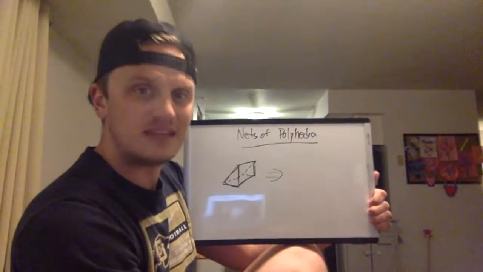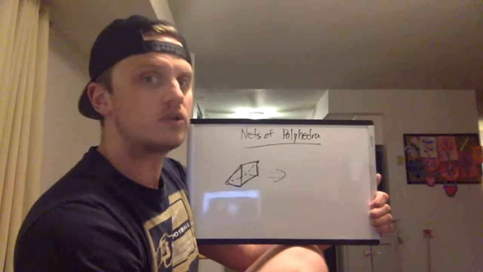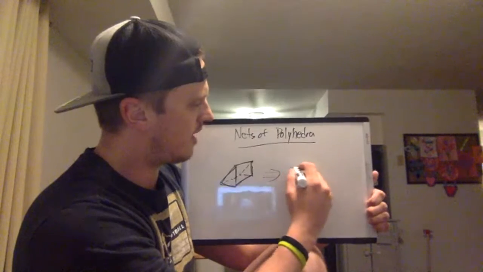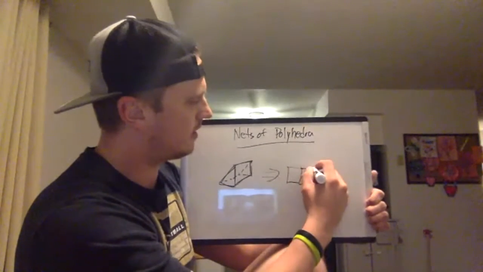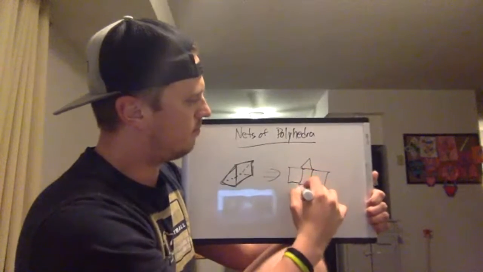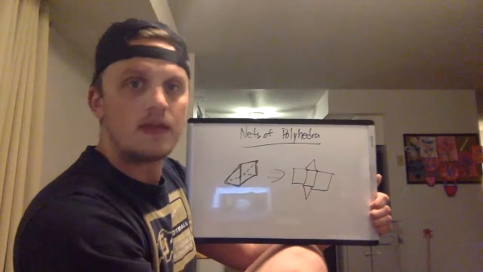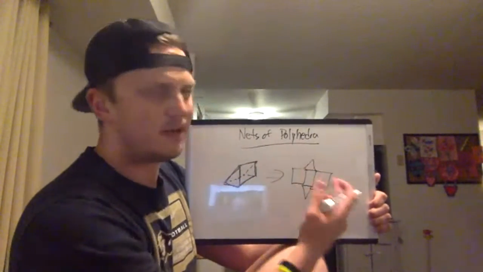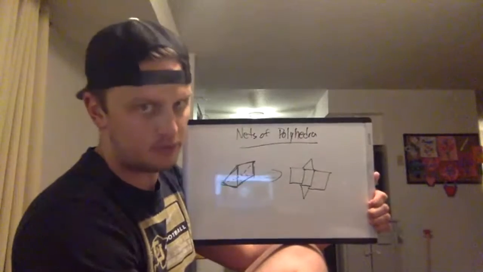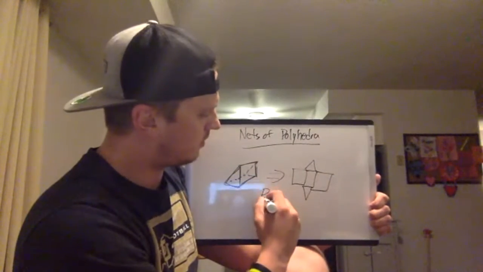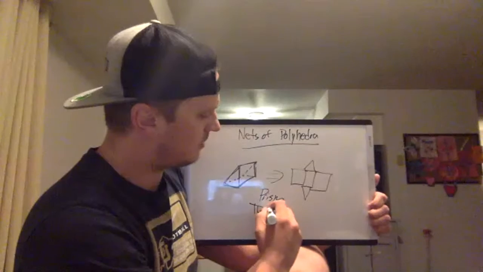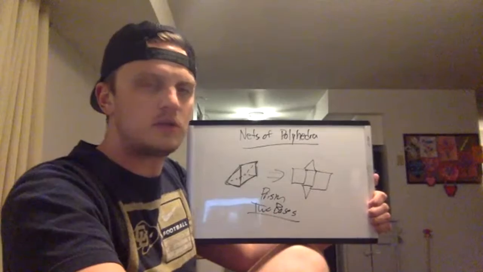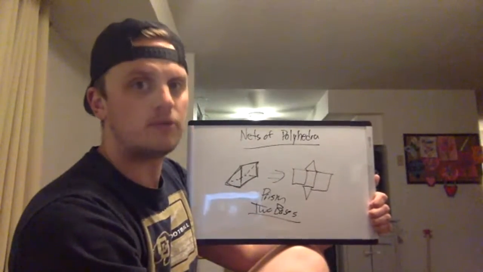If I were to lay this three-dimensional solid out into a net, it's going to look something like this, where I have a rectangle next to a rectangle next to a rectangle, and on both sides I'm going to have a triangle. There are other ways that you can lay out a net related to a triangular prism, but for the most part, you've got to have two triangles and three rectangles. Remember, boys and girls, we know that it's a prism because it has two bases. The difference between a pyramid and a prism is the number of bases that they have.